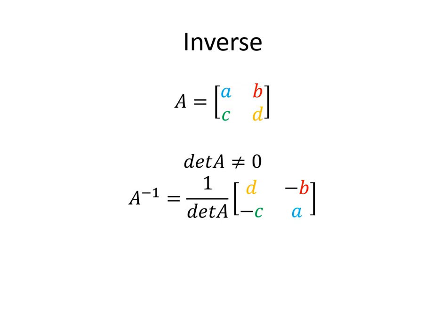So first thing you always want to do is find the determinant, because you're going to use that number to find your inverse. And if it's 0, you're done. You don't have to do anything else. You're done with that. Okay.